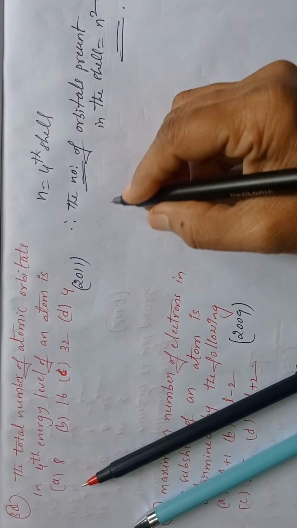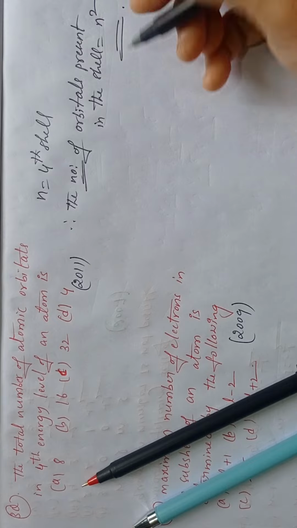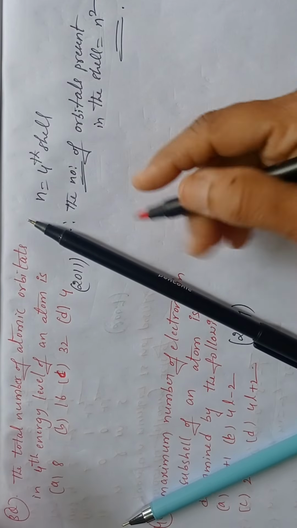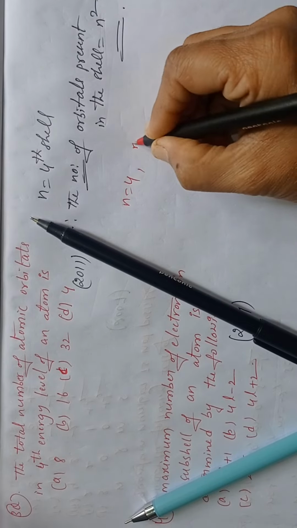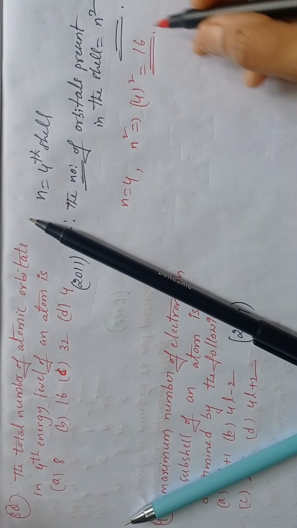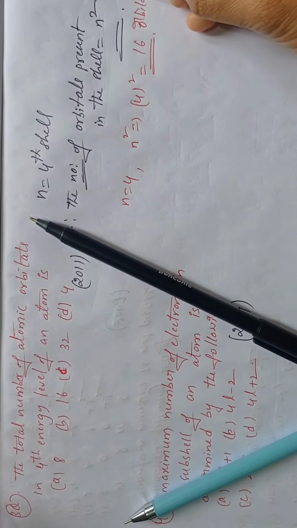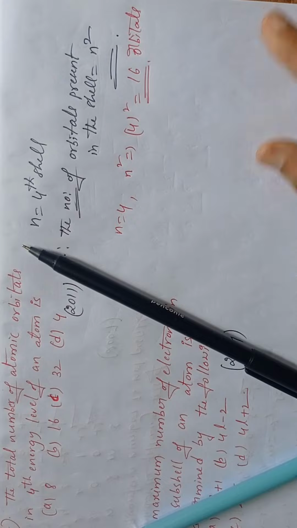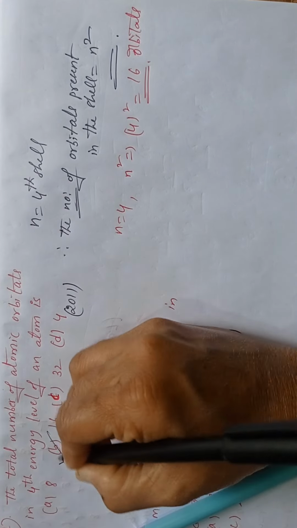So calculate, students. N is equal to 4 means 4 square. N is equal to the fourth shell given, so n is equal to 4 is nothing but n square formula. 4 square, that is nothing but 16. 16 orbitals are present. Are you clear? 16 orbitals are present, students. So option B is the correct answer.